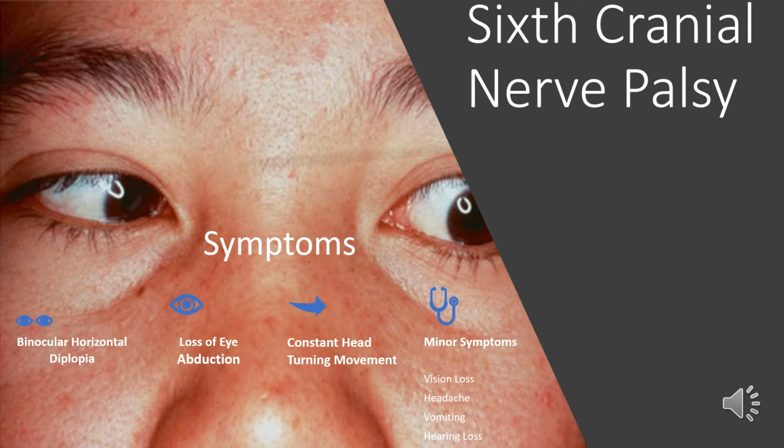Let's go back to our case study. Sixth cranial nerve palsy was our diagnosis, and the symptoms for it match our clinical patient, right? So binocular horizontal diplopia is the same thing as double vision. And then loss of eye abduction is also a symptom, and you know why? Because the sixth cranial nerve is the abducent nerve, and it abducts. Constant head turning is the compensation, of course, for not being able to abduct your eyes. And then there are also some minor symptoms like vision loss, headache, vomiting, and hearing loss.